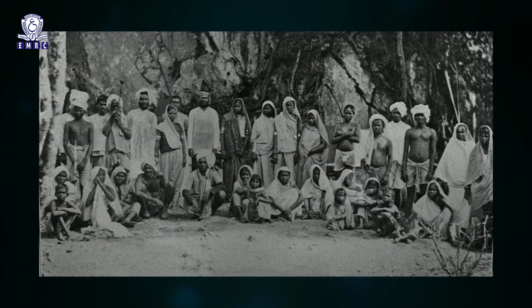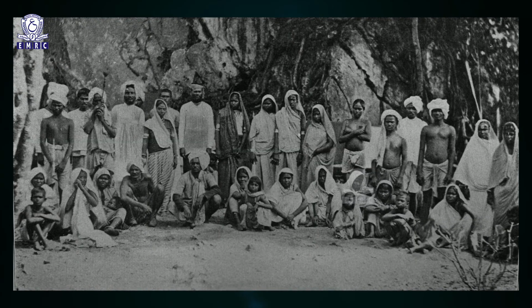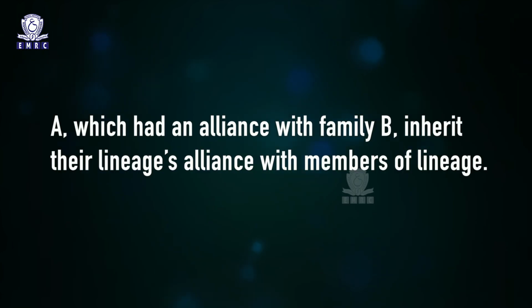Further, the service castes also render ritual and occupational services to one another, and here everyone is a master and servant at the same time. Jajmani alliances are between families and not between the castes, but the family alliances are heritable at the lineage level, that is, descendants of the family which had an alliance with family B inherit their lineage's alliance with members of lineage B. Thus, the alliance operates between families, but its continuity is in the lineage.